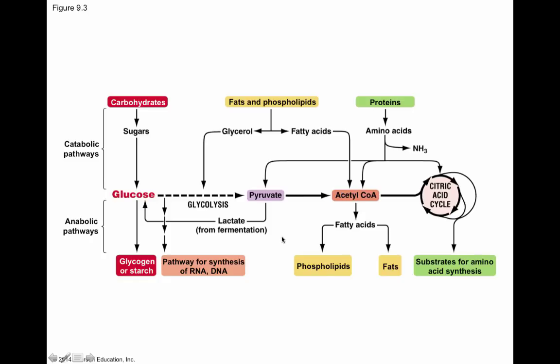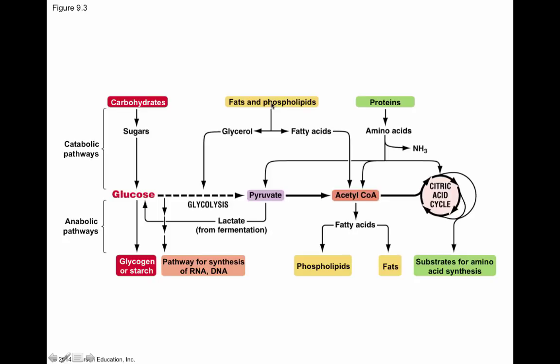Or maybe you've eaten a steak. Maybe you've eaten some beef, I don't know, and it's a ribeye steak with lots of fats and proteins, right? That can also feed into cellular respiration. Your body can use it to generate ATP. These fats and phospholipids will not feed in at the beginning in glycolysis.